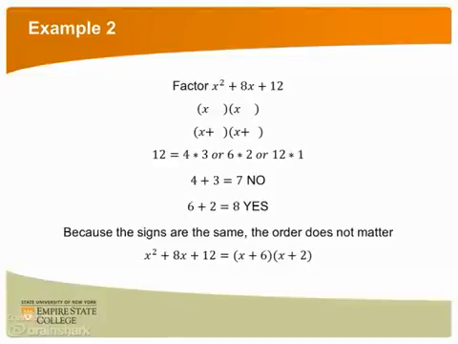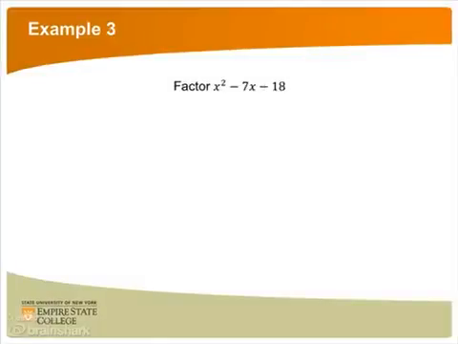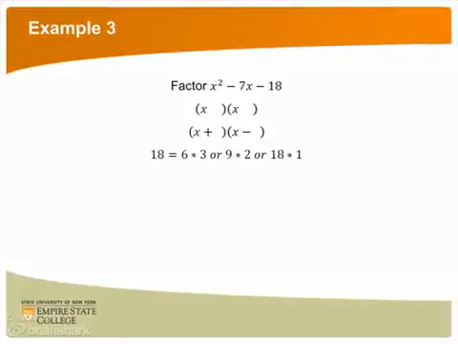Let's look at another example. Suppose we want to factor x squared minus 7x minus 18. Split the x squared. The minus 18 at the end means we put a plus and a minus in the parentheses. Factor the 18. Our options are 6 and 3, 9 and 2, or 18 and 1. Because we had a minus 18, we subtract the factors to try to match the 7.